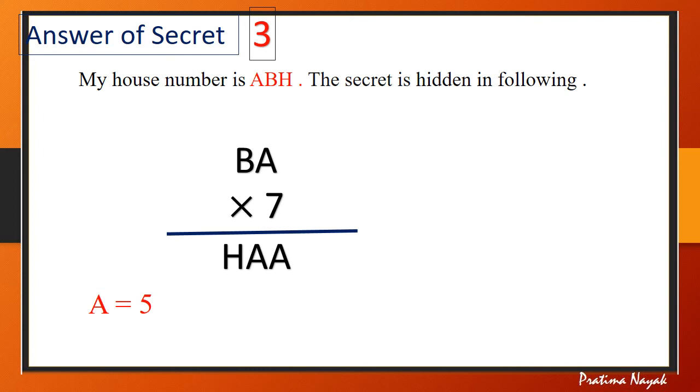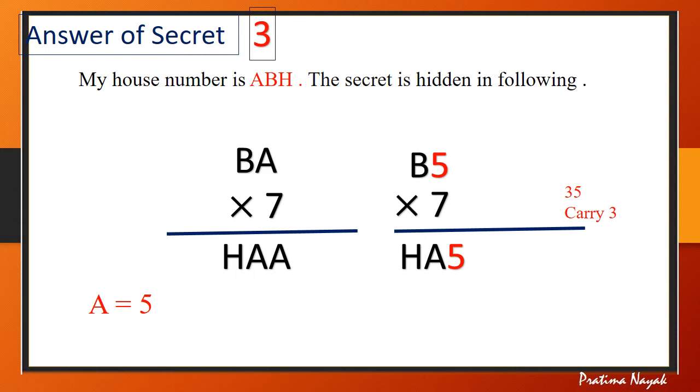So we'll replace A with 5. 7 times 5 is 35, that means 5 and 3 is the carry. Now again, in the result there is another A. I'll replace it by 5. So it will be 5.